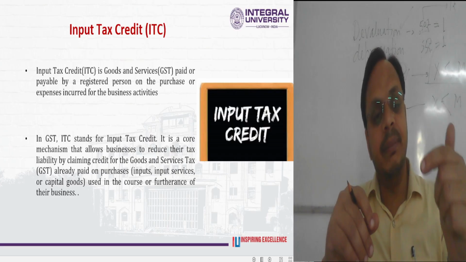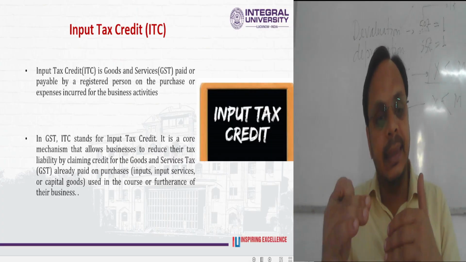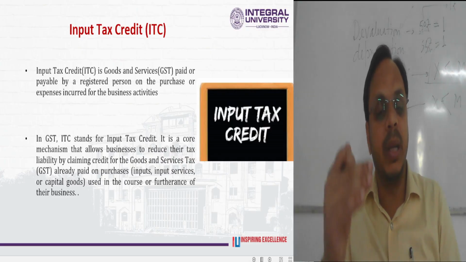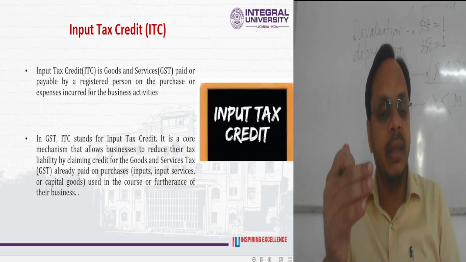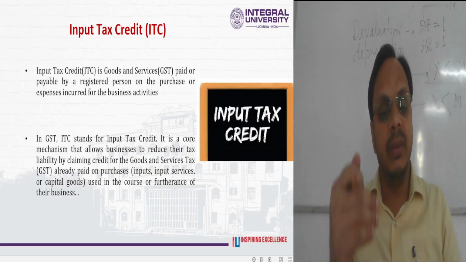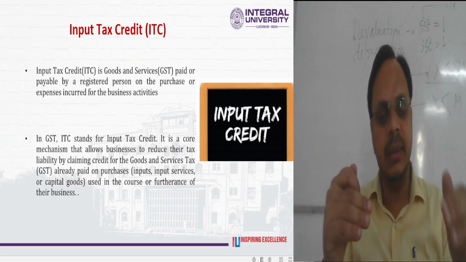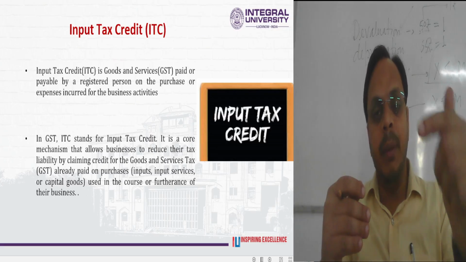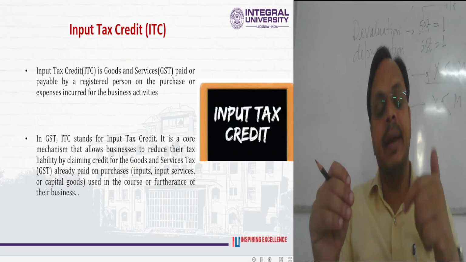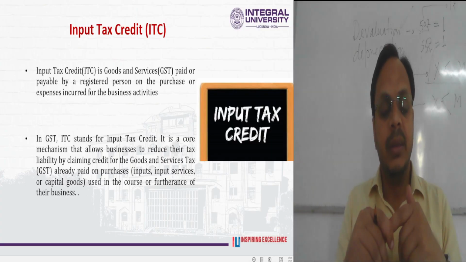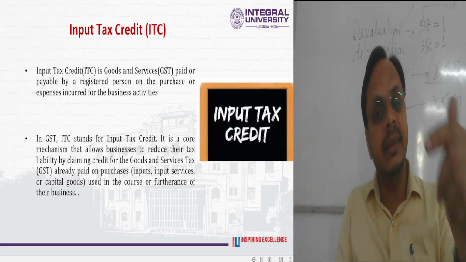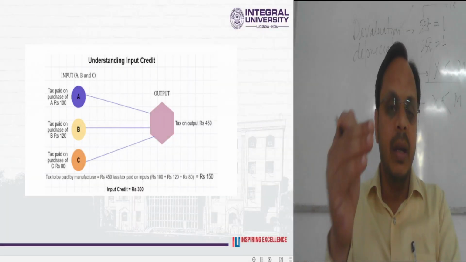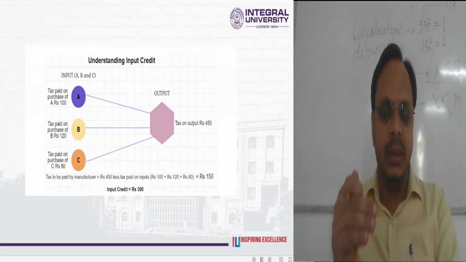It is the core mechanism that allows businesses to reduce their tax liability by claiming credit for the goods and services tax (GST) already paid on the purchase of input services or capital goods used in the course or furtherance of their business. Meaning, in order to produce a finished product, on the acquisition of raw materials, tax has already been paid. So in order to avoid tax on tax, the concept of input tax credit was introduced. With the help of an example, we will understand how the input tax credit system works.